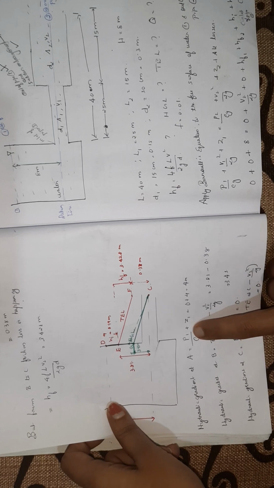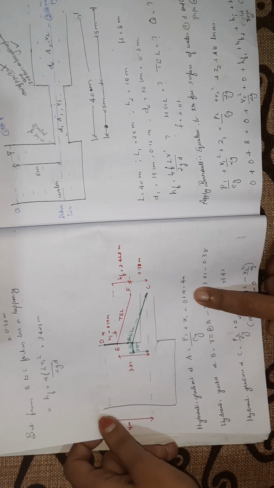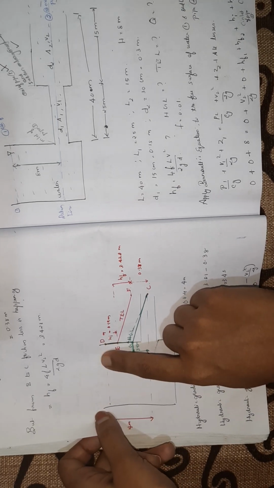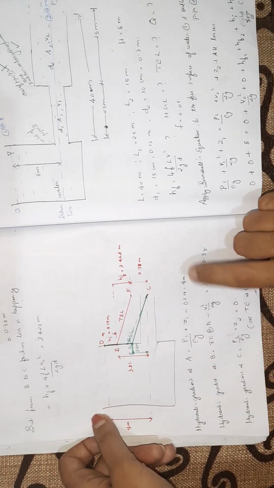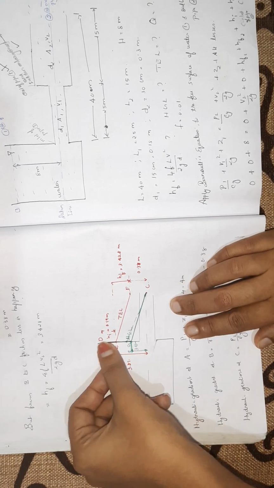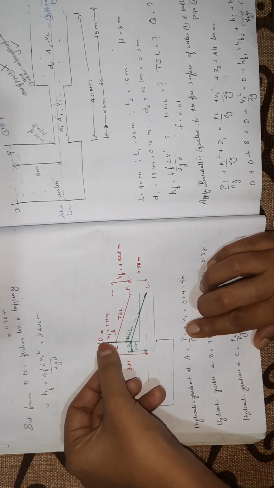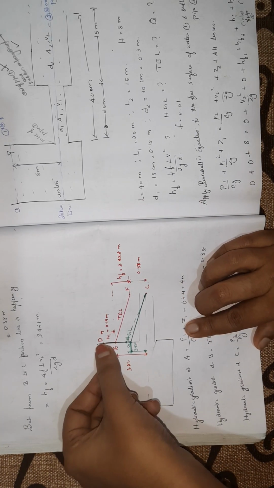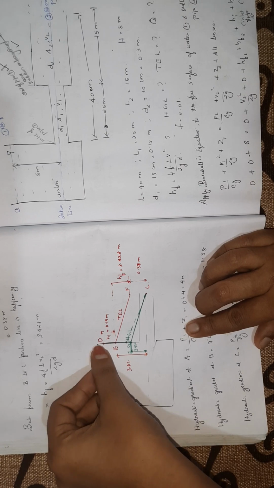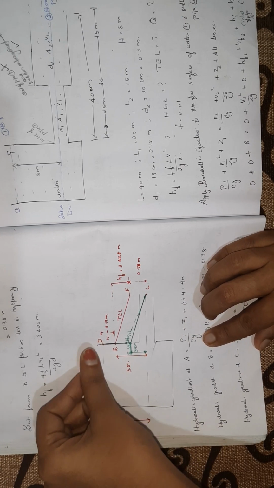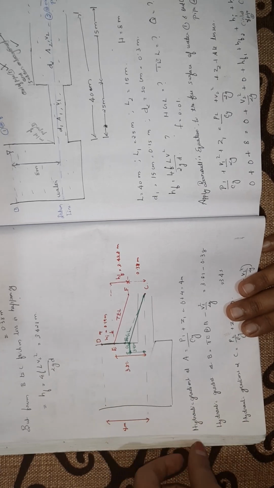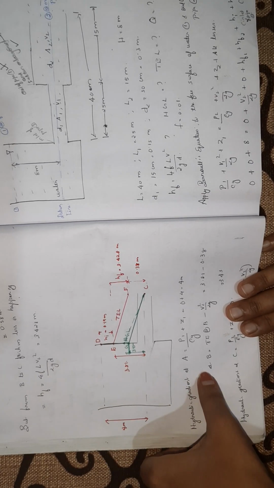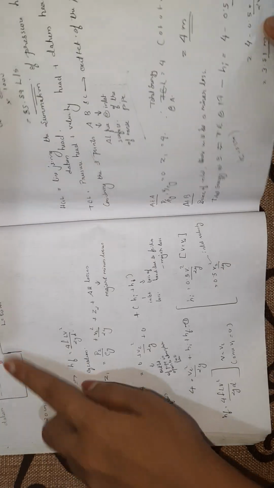So we know that P1 by rho g is 0 and Z1 is 4, right? So at the point A, the hydraulic gradient is always 4. This green line I've already marked at 4 itself. Okay, so we have to originate the hydraulic gradient from this point itself, that is 4 meter from the datum.